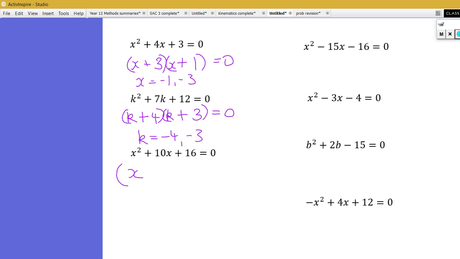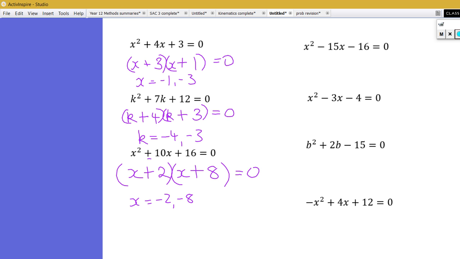And similarly here, we know that the two numbers have to add to be 10. So when we look at 16, our options are 4 and 4, so clearly not 4 and 4, 2 and 8. So 2 plus 8 equals 10. So they're our numbers, ends in a plus, both going to be the same, and the middle term is a plus, so they will both be positive. X equals -2 and -8.